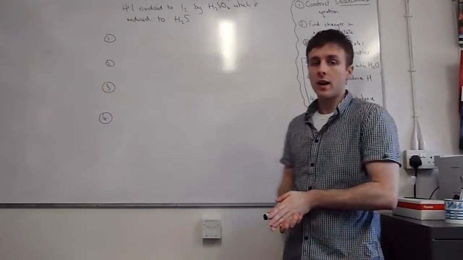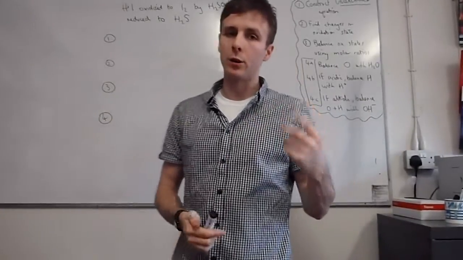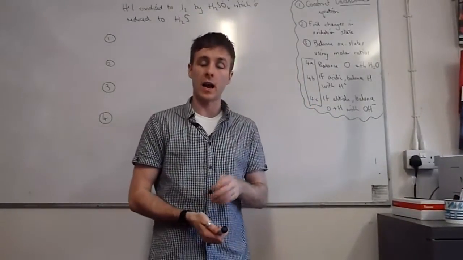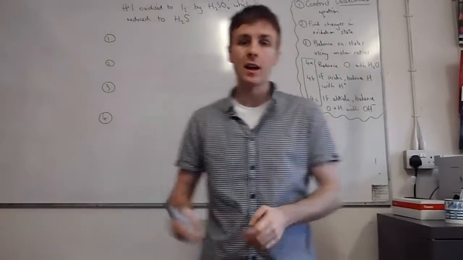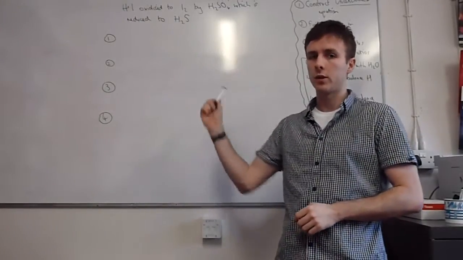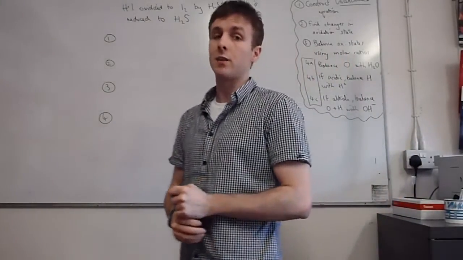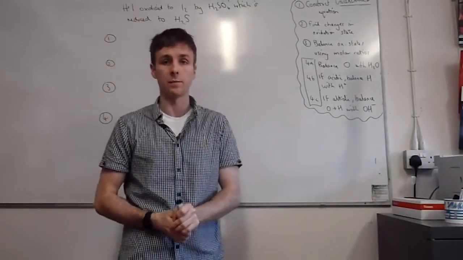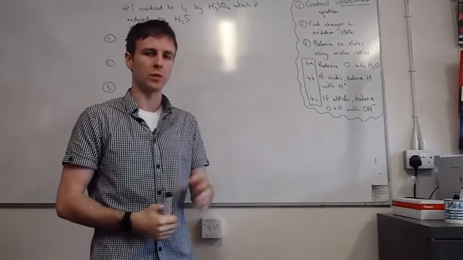Okay guys, so this is constructing redox equations part 2. Part 1 was doing it using ionic half equations. That's pretty easy. This is the much harder way of doing it using oxidation states, and it's when you don't know the ionic half equation. It'll be obvious when to do which one.